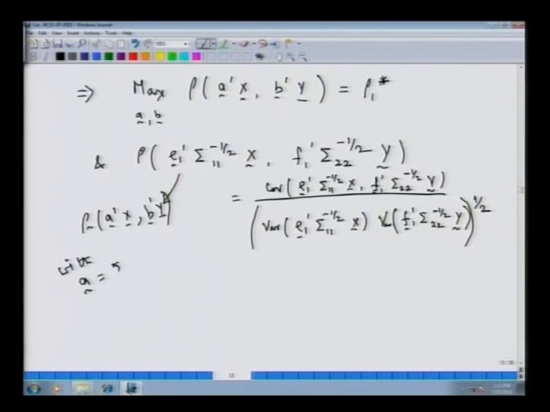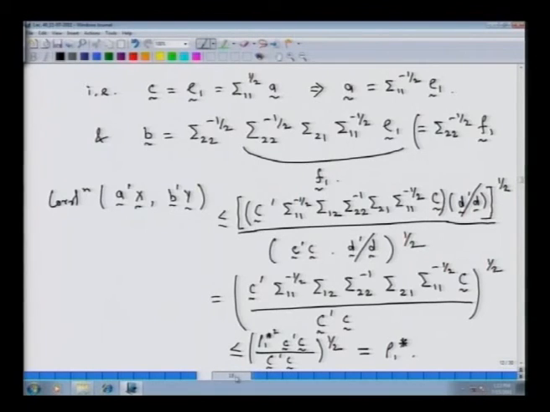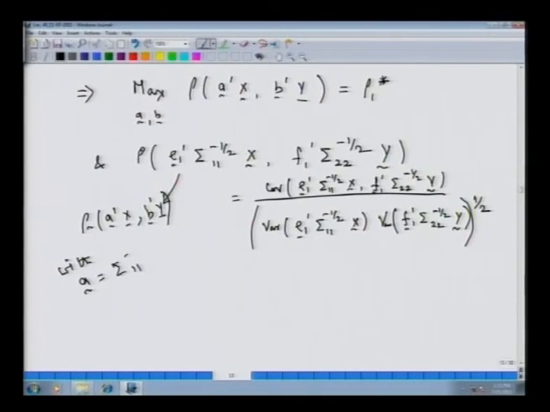So, this is sigma 11 to the power minus half times E1, and with the B, which is sigma 22 to the power minus half times F1, and this straight away leads us to the value, which is rho 1 star. So, that is the maximum correlation coefficient attained with A equal to this and B equal to this particular term.